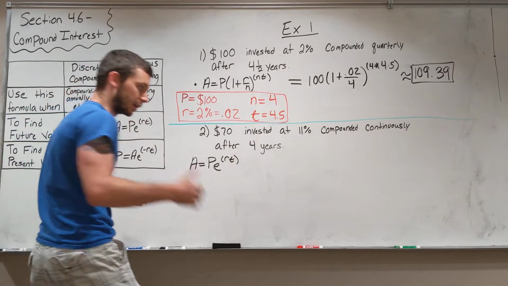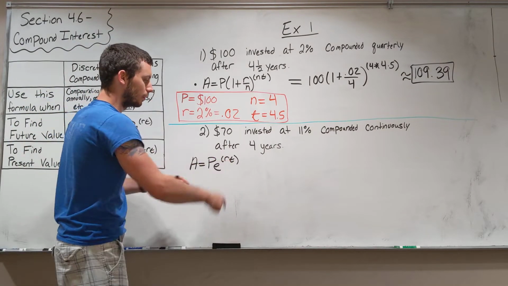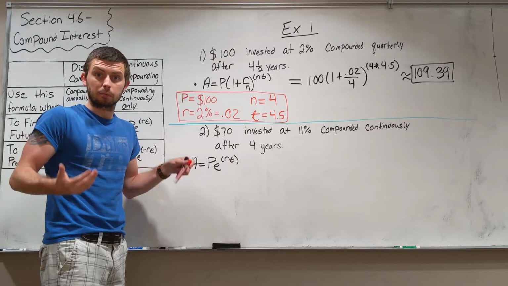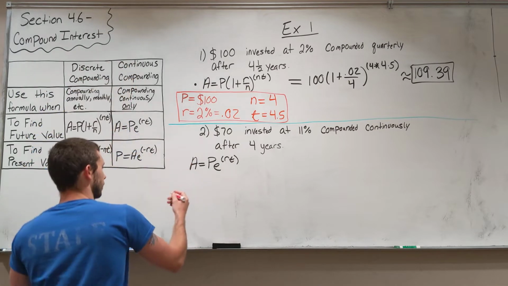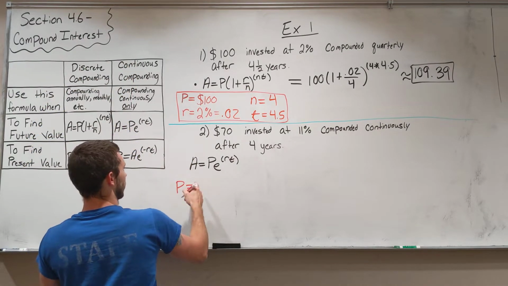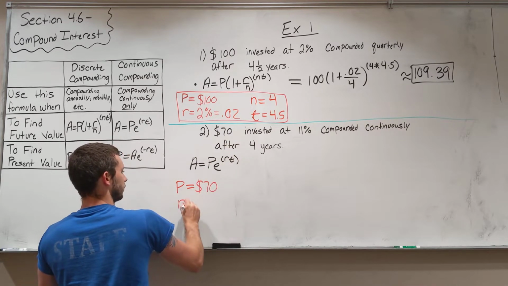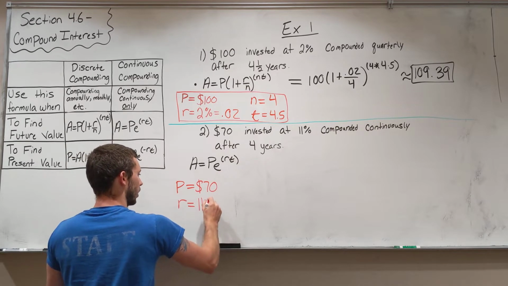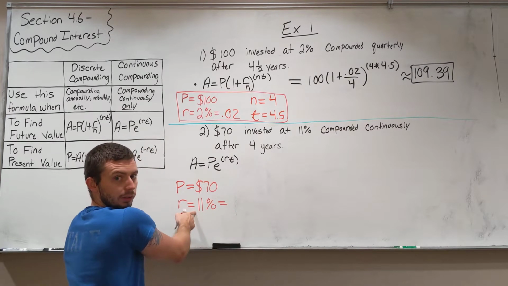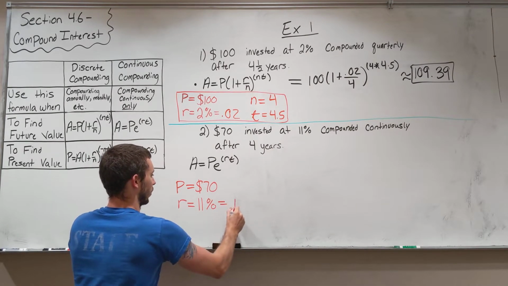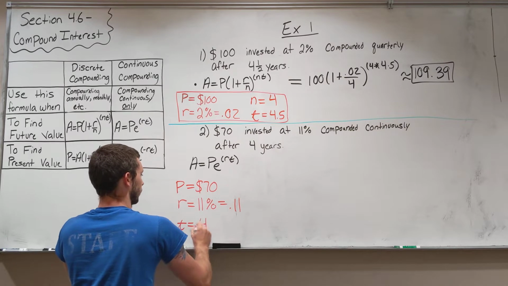And from here, we can write out the givens. So A is what we're looking for. We need to find P, R, and T. Remember, E is not a variable, it's a number, and we'll figure out how to implement E momentarily. So P, the principal value, is $70. The rate seems to be 11%, but we have to convert that to a decimal by moving the decimal place twice to the left, or dividing by 100. That gives us 0.11, and the time is 4 years.